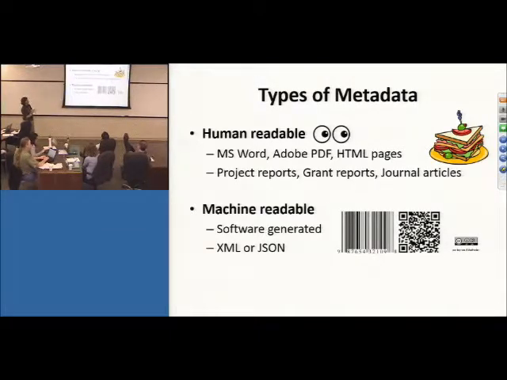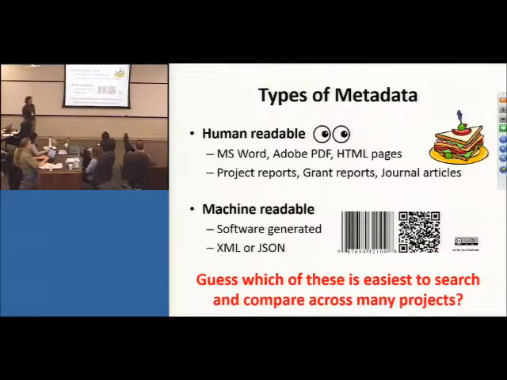So machine readable metadata is everywhere too. We usually don't have to deal with it in day-to-day life because it is software generated and kind of invisible. In the geospatial context, it's usually around us in the form of XML or JSON. And guess which of these makes it easier to search and compare against many projects when you have a giant system?